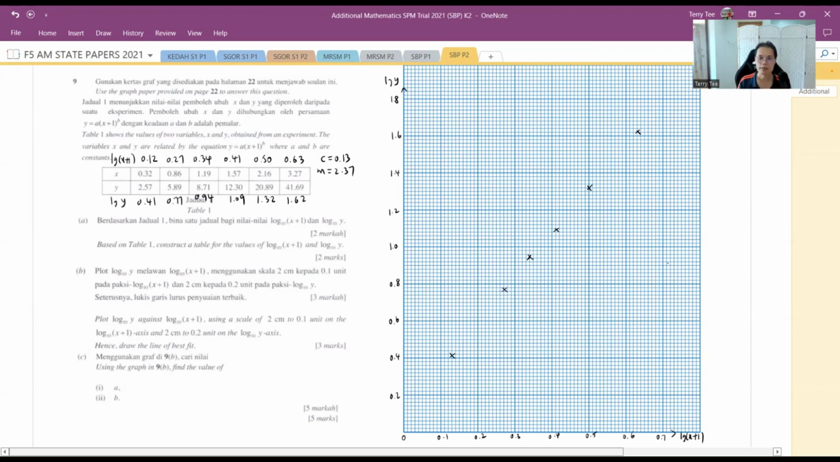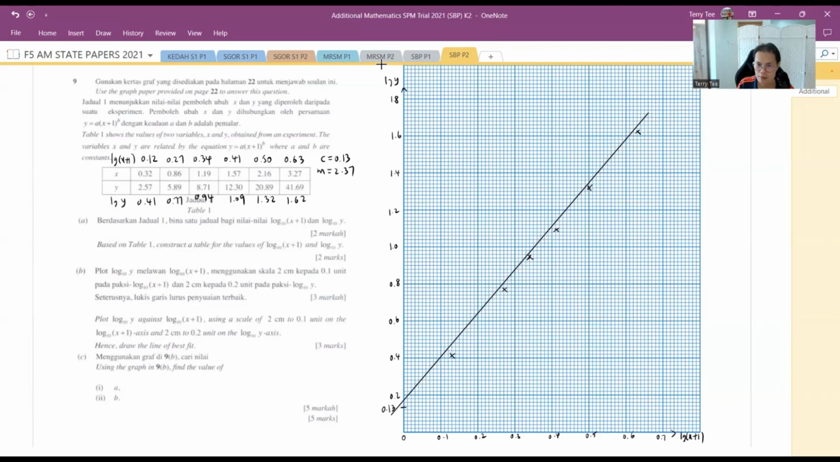All right. I know my y-intercept is going to be 0.13. 0.13 is here, 0.13. So I know it's somewhere here. I'm going to draw my line of best fit. In a way, it's a cheating method, because we already know our y-intercept is going to be 0.13. You just have to adjust it.